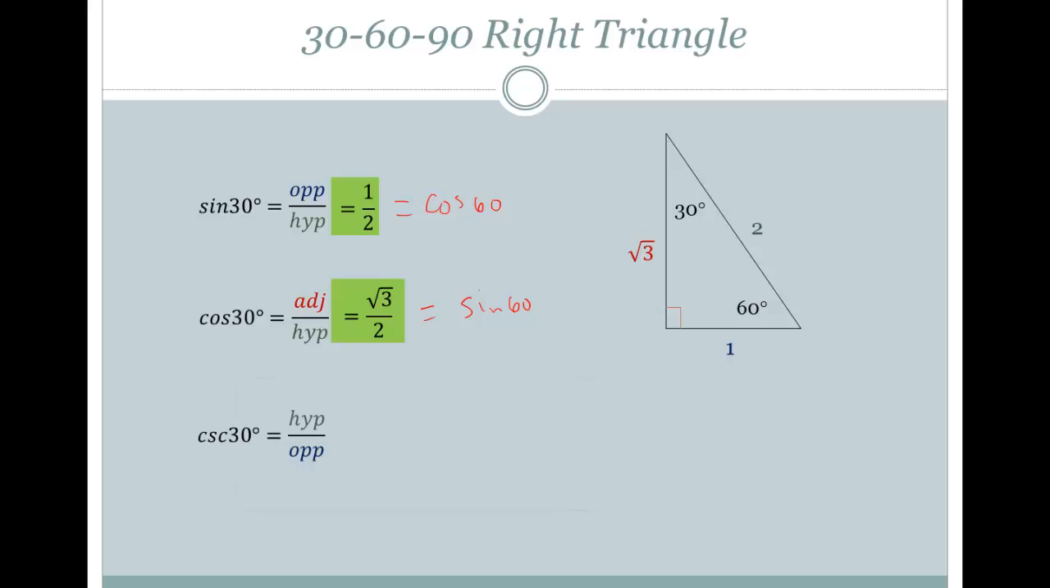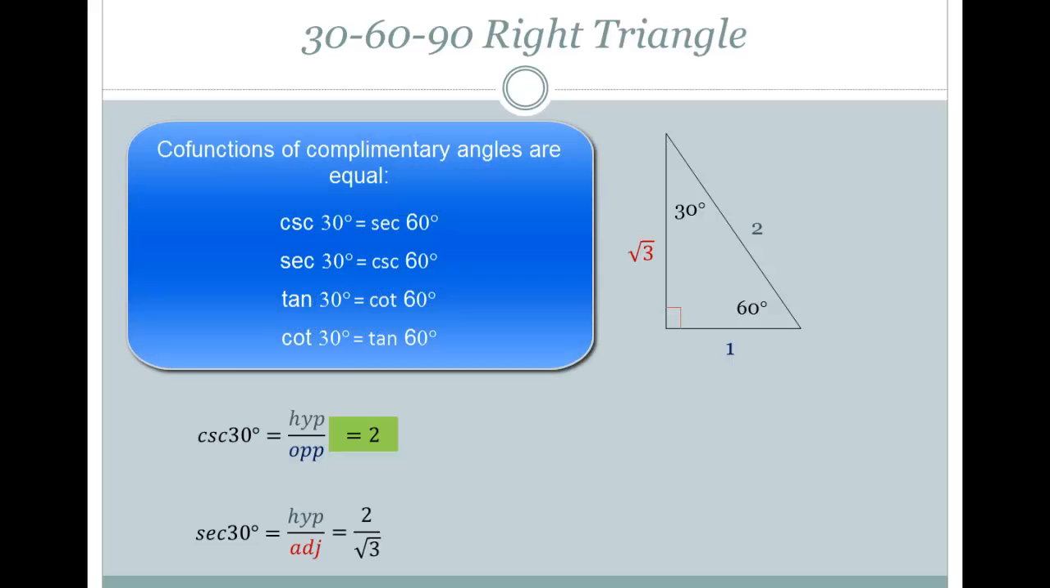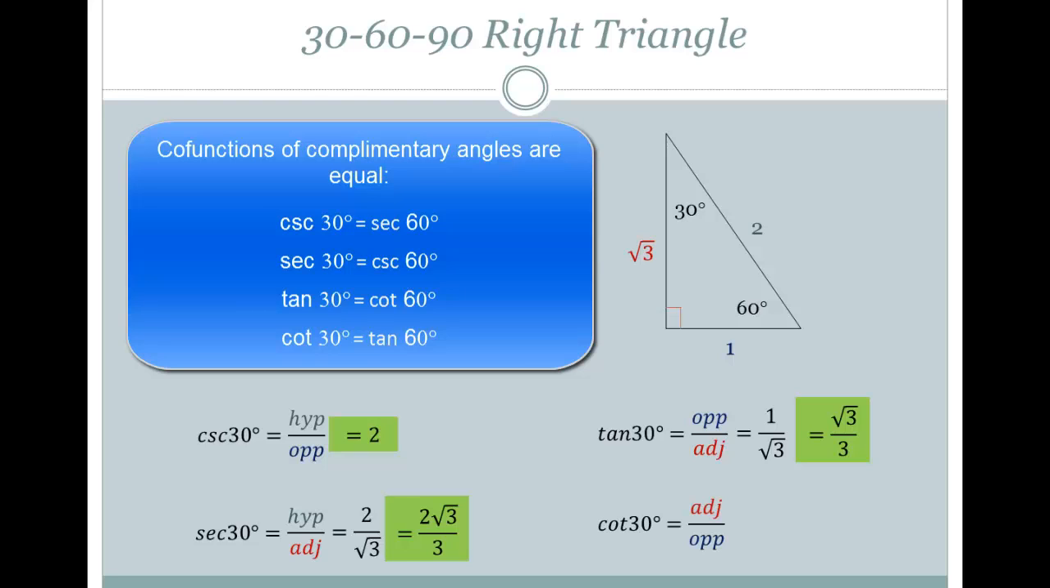Cosecant of 30 is hypotenuse over opposite, so I get 2. The secant of 30 is hypotenuse over adjacent, so I get 2 over root 3. I got to get rid of that radical on the bottom, so it's 2 root 3 over 3. Tangent of 30 is opposite over adjacent. Just going to give me root 3 over 3. And finally, cotangent of 30 is going to be adjacent over opposite, which is just going to be root 3.